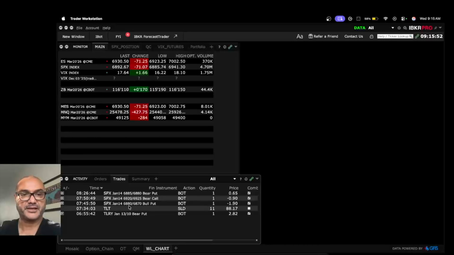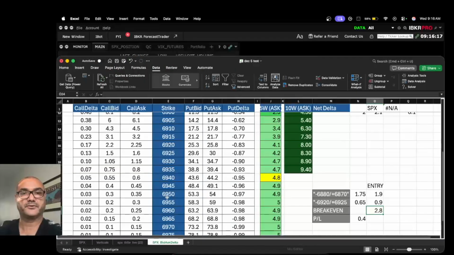Initially, I sold an 80-70 put spread in the SPOOs, 0 DTE, for a buck 90, and this is just to show the timestamps. That was done at 7:45 a.m., and five minutes later, I made an adjustment, and then roughly 36 minutes later, I made an additional adjustment. Let's quickly go over those.